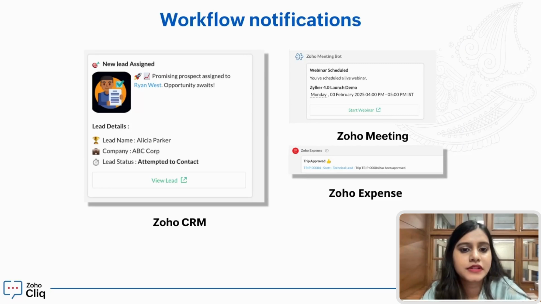Zoho Cliq helps you receive workflow notifications via bots from other Zoho apps, making it easier to stay updated on important actions, tasks, and changes across your organization. Whenever a particular action is performed, let's say you have created a new lead in your CRM, or you've scheduled a webinar in Zoho Meeting, or your trip is approved from expense, you can instantly receive these notifications either from the product bot or you can map it to the channel and get notifications there.